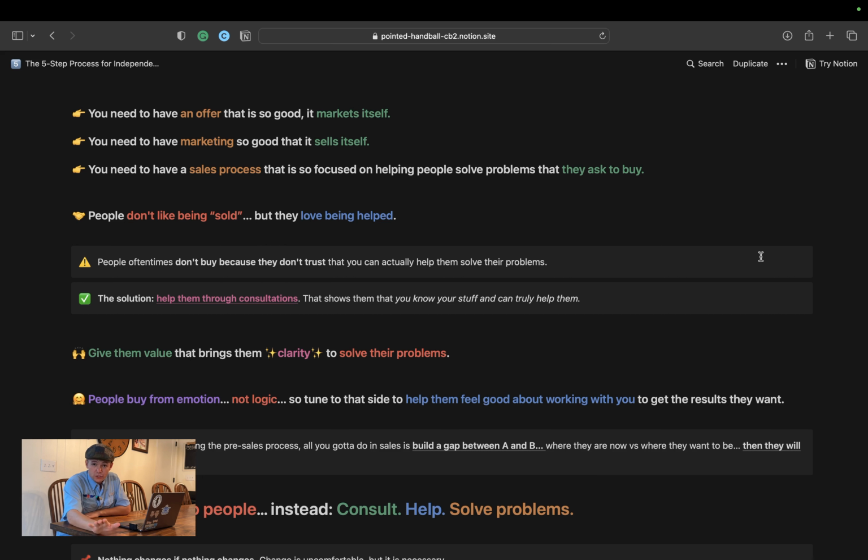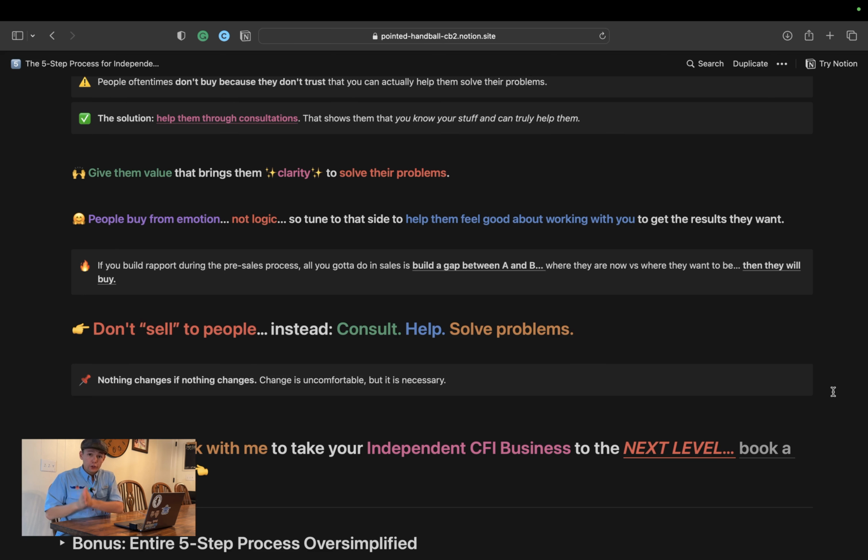People don't like being sold, but they love being helped. One of the reasons people don't buy is because they don't believe that you can actually solve their problems. How do we overcome this? How do we show them that we can solve their problems? The solution is to help them through consultations, showing them that your stuff truly can help them. Your job is to give them value that brings them clarity to solve their problems.